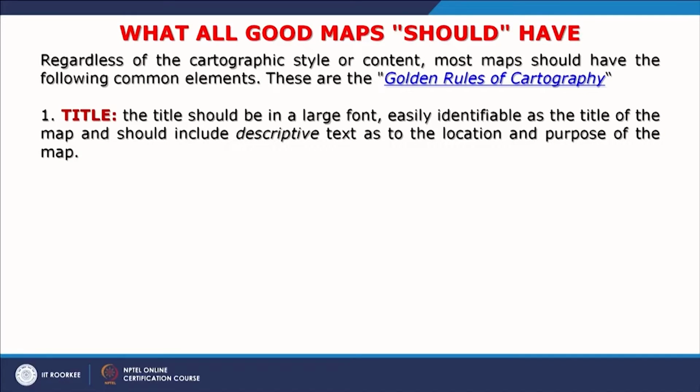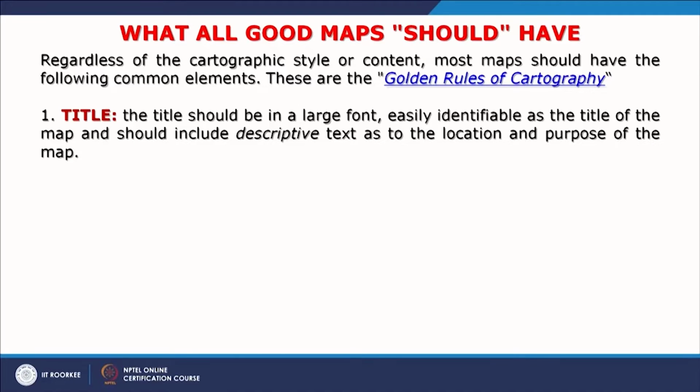So, regardless of cartographic style or content, most maps should have the following common elements, and I call them map elements. These are the golden rules of cartography. The first one is the title. Each map should contain a title.